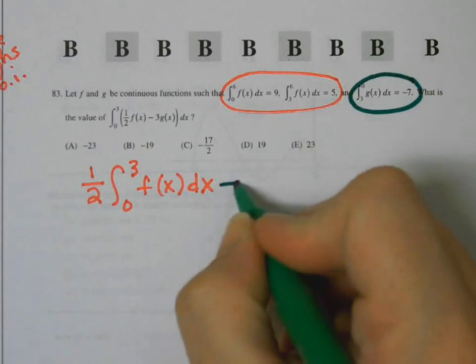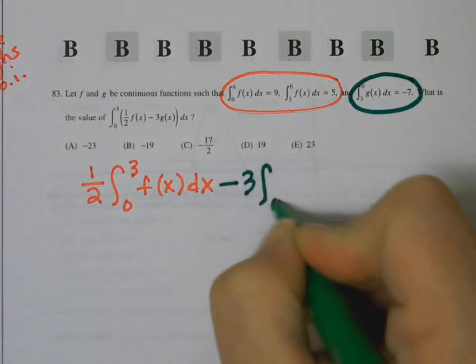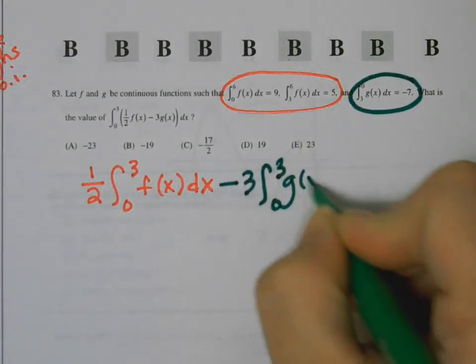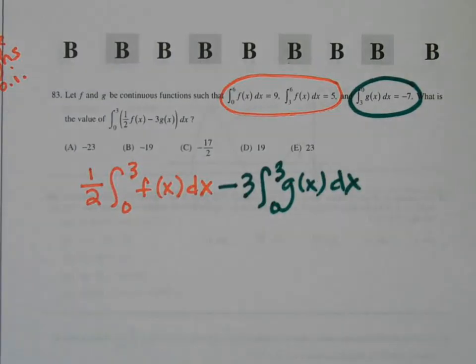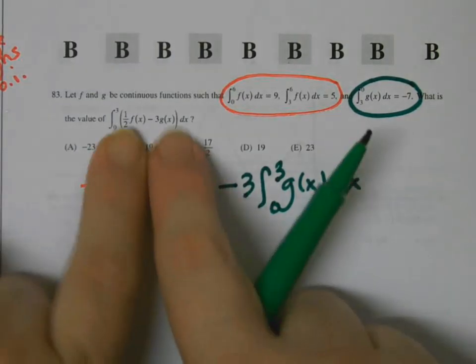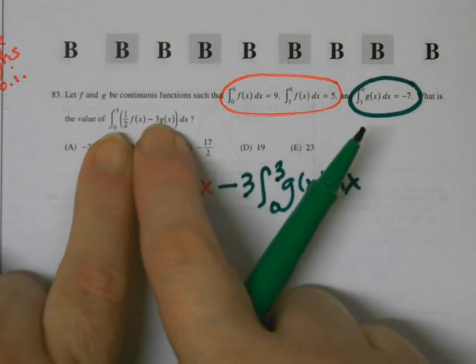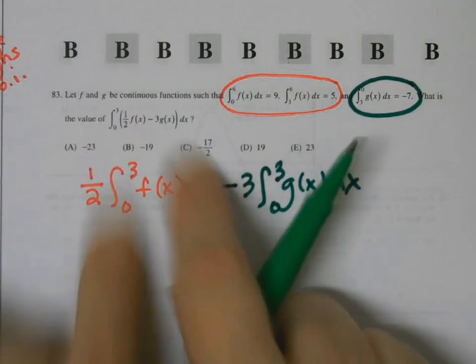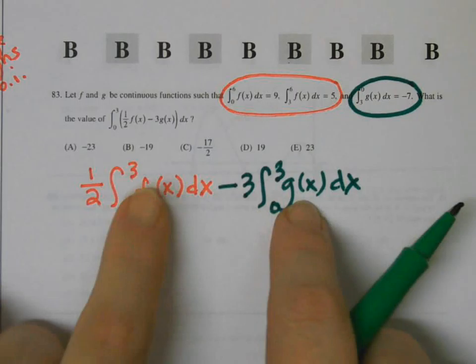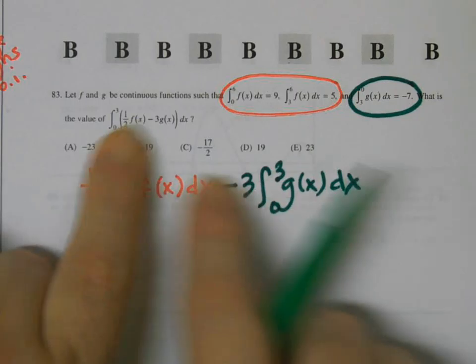84. The regions A, B, and C in the figure above are bounded by the graph of the function f and the x-axis. The area of region A is 14. The area of region B is 16. The area of region C is 50. What's the average value of f on the interval 0 to 8?